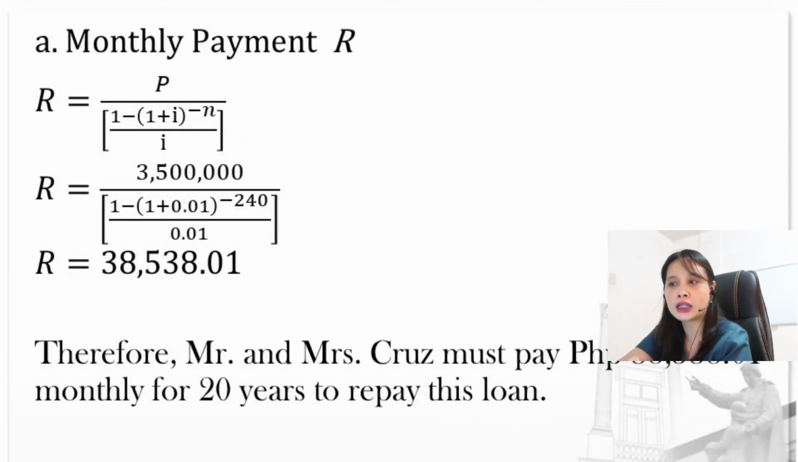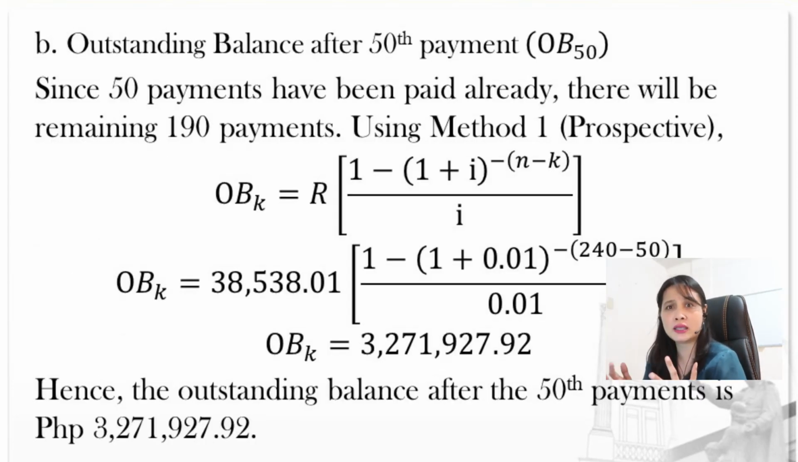So first, we need to solve for the monthly payment or your regular payment. Okay, magkano daw yung monthly mo? So monthly payment, since the given is present value, yung A, pag sinabi mong loan, that's the present value. Okay? Loan, obligation, borrow, that's all present value. So therefore, your monthly payment would be 38,538.01. Okay? So that would be your monthly payment for 20 years to repay his loan. Okay? So 38,538.01.